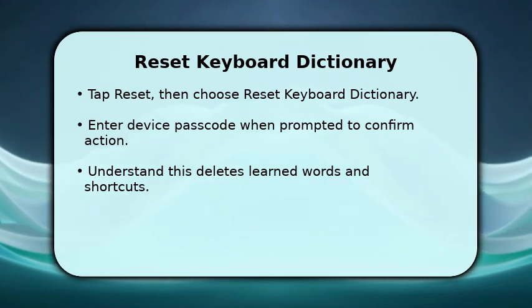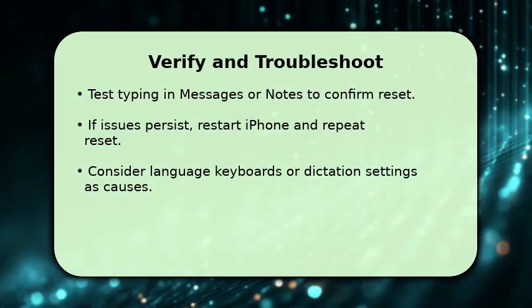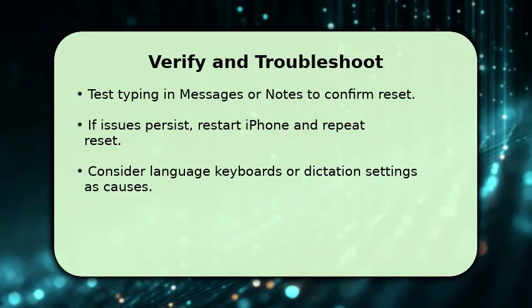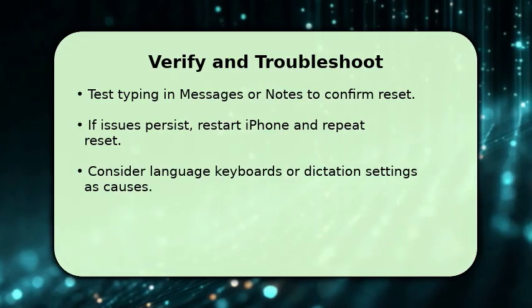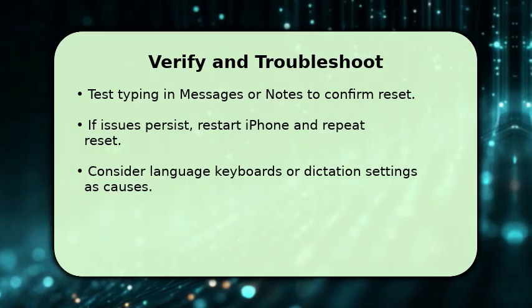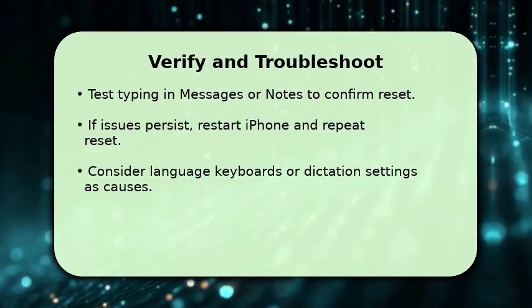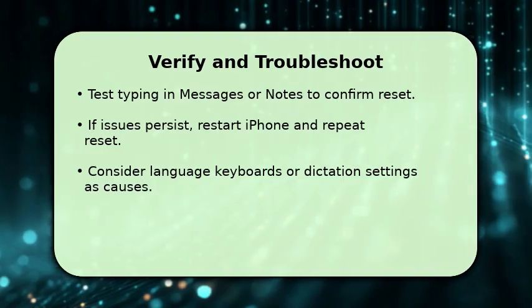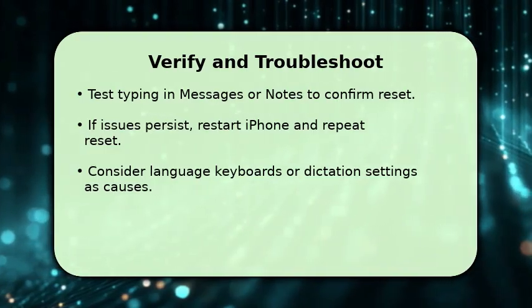Finish by testing typing in messages, notes, or mail to confirm autocorrect behavior has reset. Type commonly problematic words to watch suggestions. If problems persist, restart the iPhone and repeat the Reset Keyboard Dictionary step, because caches sometimes need a reboot.